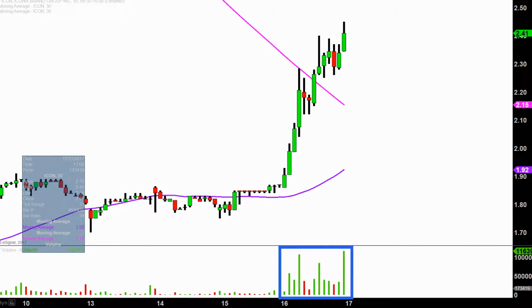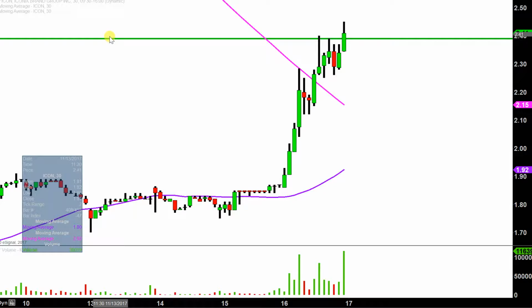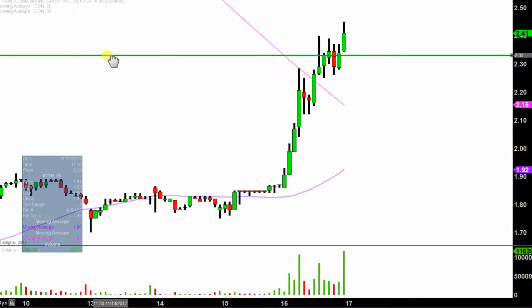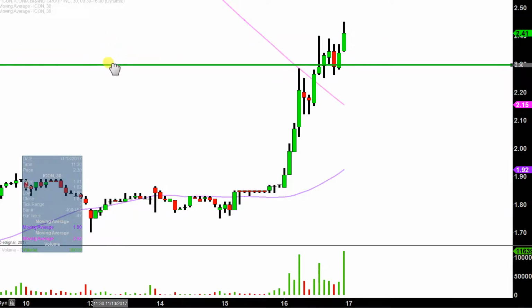So let's start by mapping out some levels of support. Then we can talk areas of resistance. The first level of support is what I would call the ideal level. If you say, hey, Clay, what would make this chart look the absolute strongest? That would be if the price can stay up above $2.30.